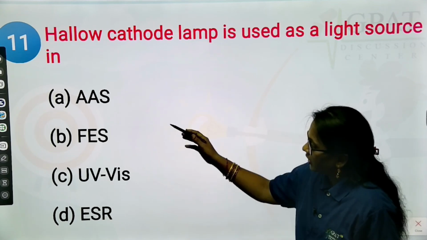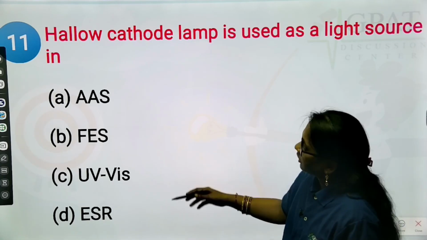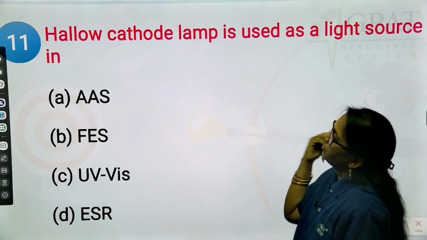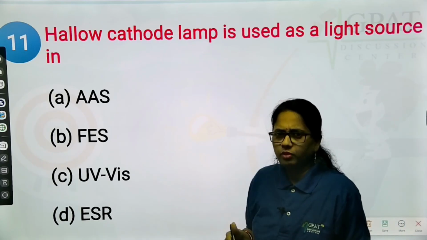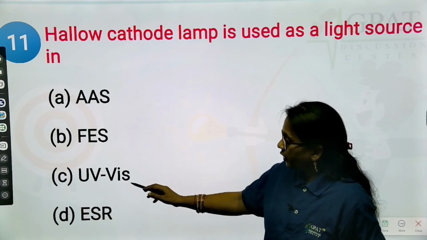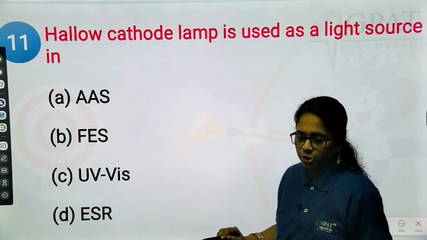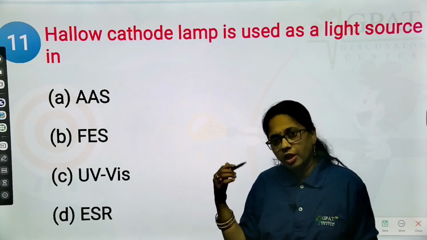Okay, so the remaining techniques, flame emission spectroscopy, UV visible, and ESR, are not related to this hollow cathode lamp. Flame emission means you are going to take the flame as a source of radiation. UV visible means deuterium lamps are going to be used as the light source. Electron spin resonance means there we are going to use radio waves.